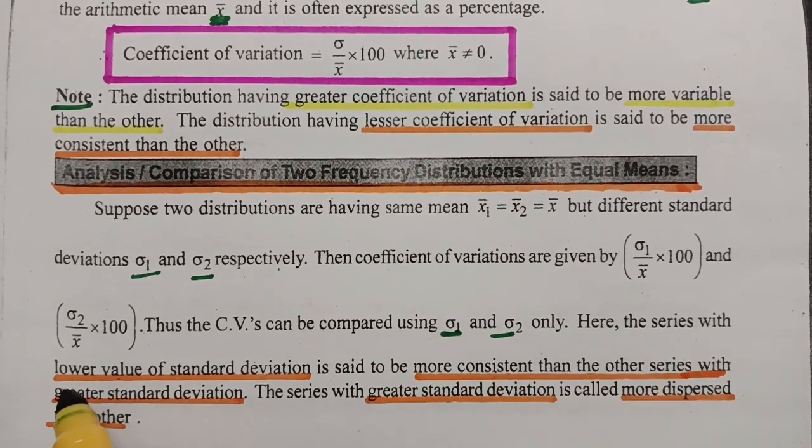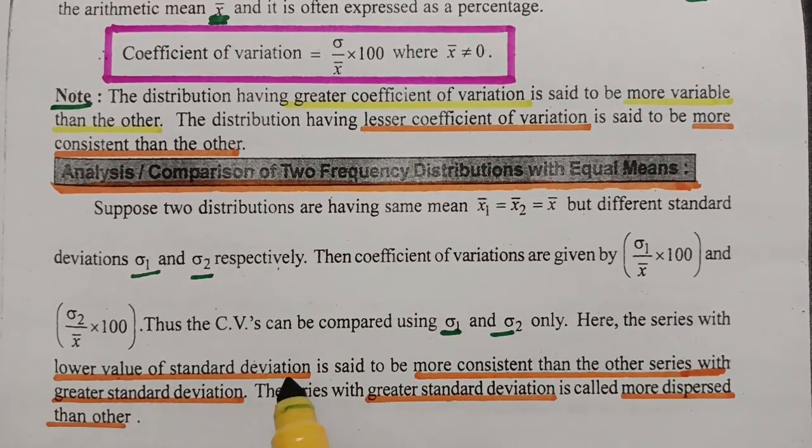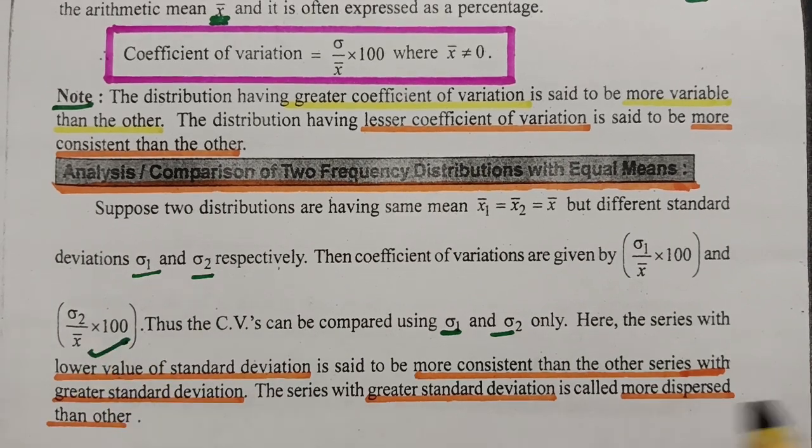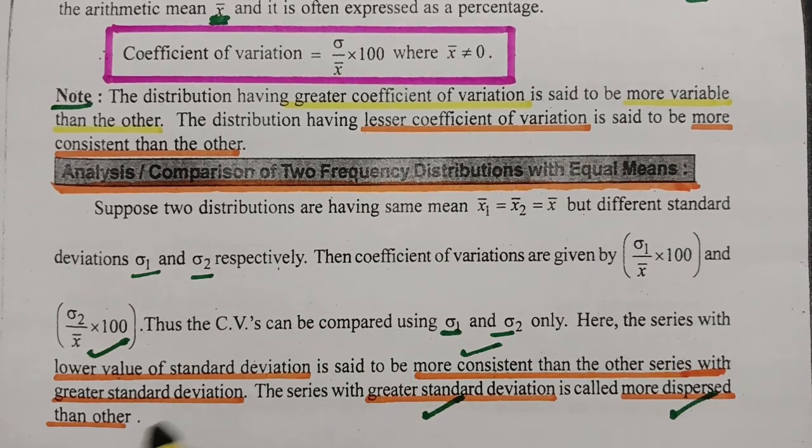Here, the series with lower standard deviation is said to be more consistent than the other series with the greater standard deviation. The series with greater standard deviation is said to be more dispersed than the other. So when we compare, lower value of standard deviation means more consistent, greater standard deviation means more dispersed than the other.